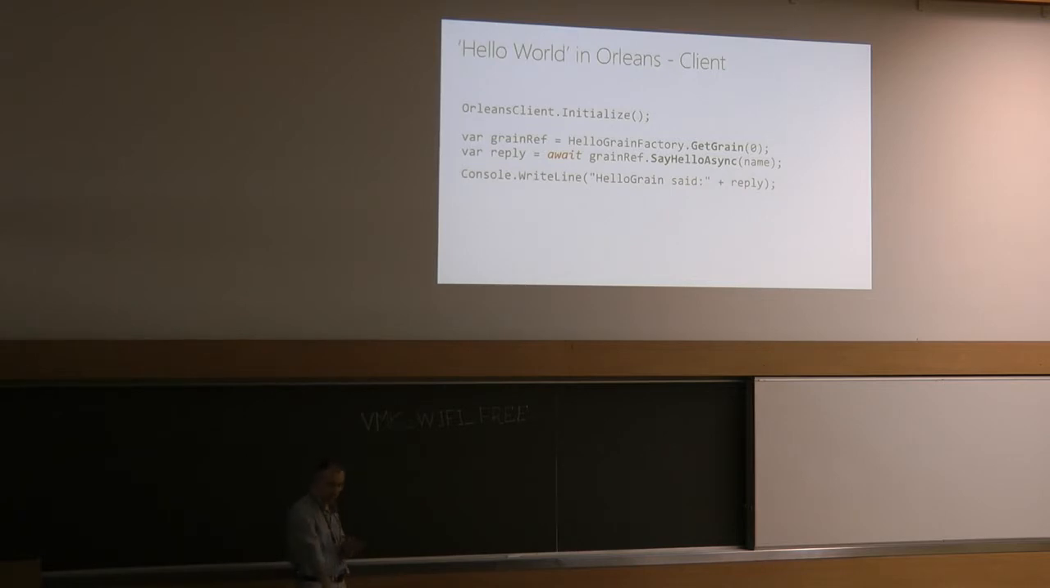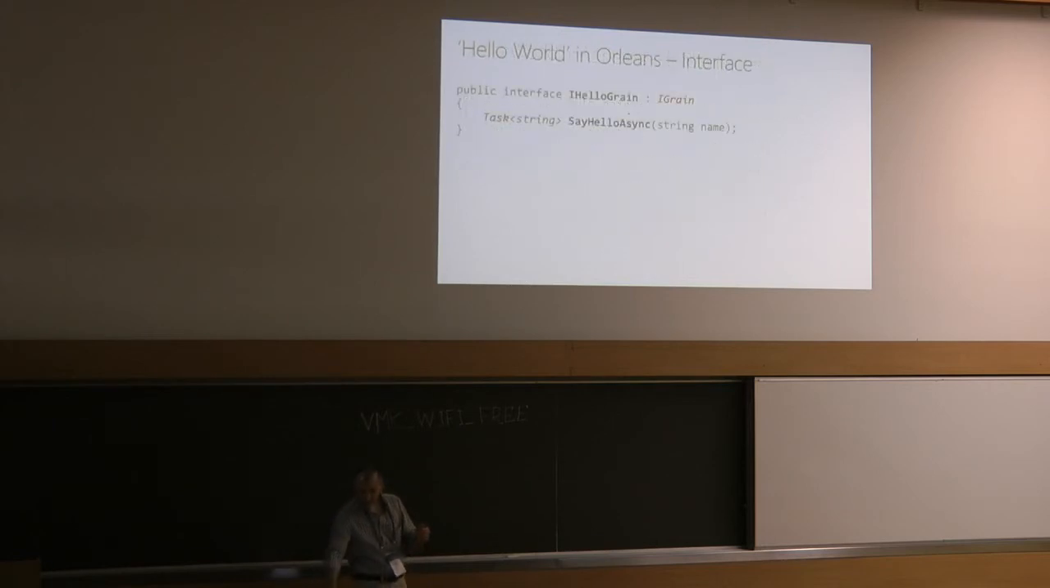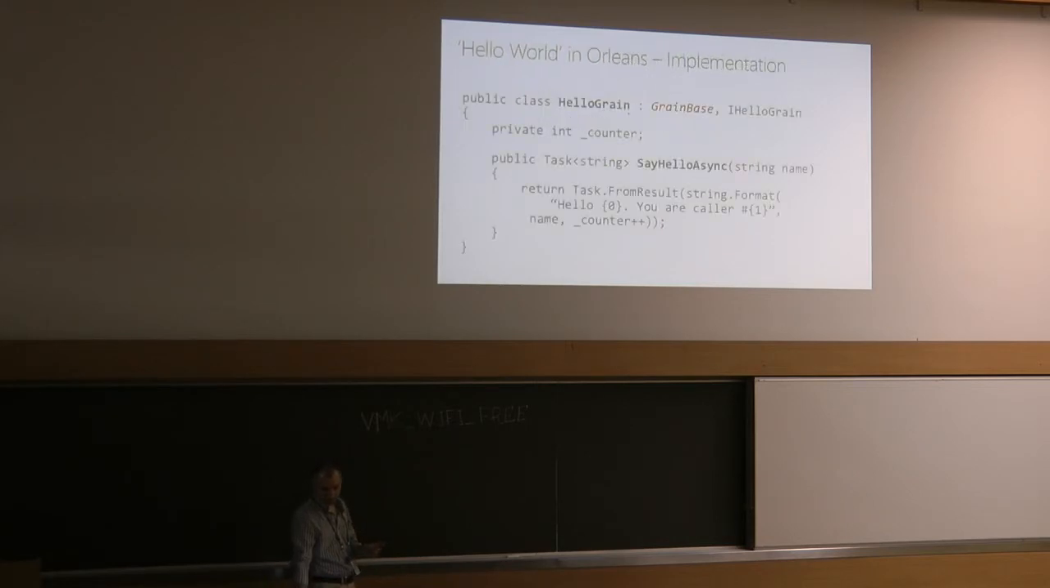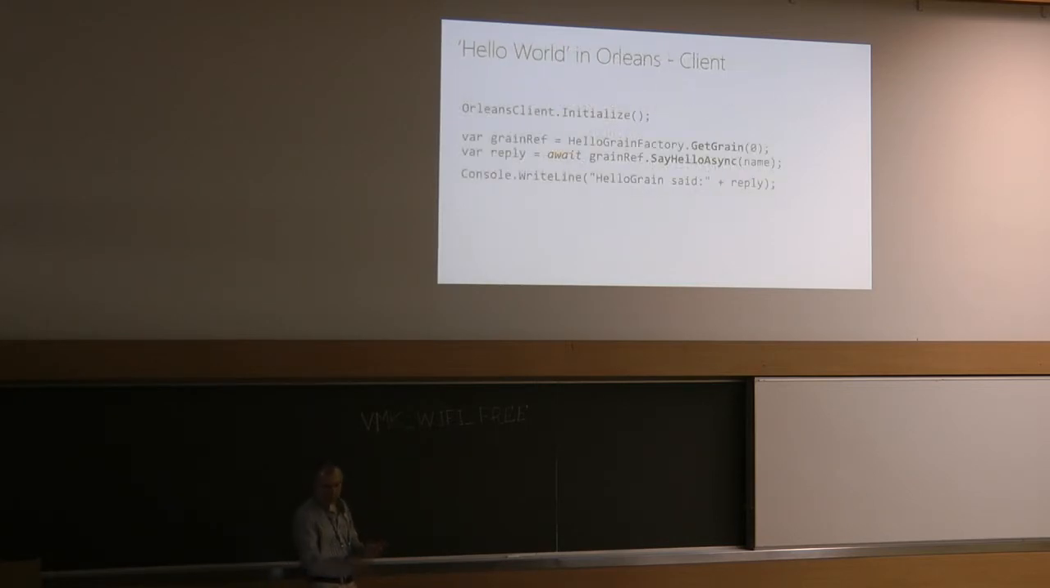And then the second line is the most interesting. You see this hello grain factory. So where does it come from? It comes from the code generation step that happens when you compile your grain interface. So when we define this interface in the Visual Studio project, when you compile it, we auto-generate the factory class just using naming convention. So we drop I, we take hello grain, and add factory after it. That's how you get hello grain factory generated for you.